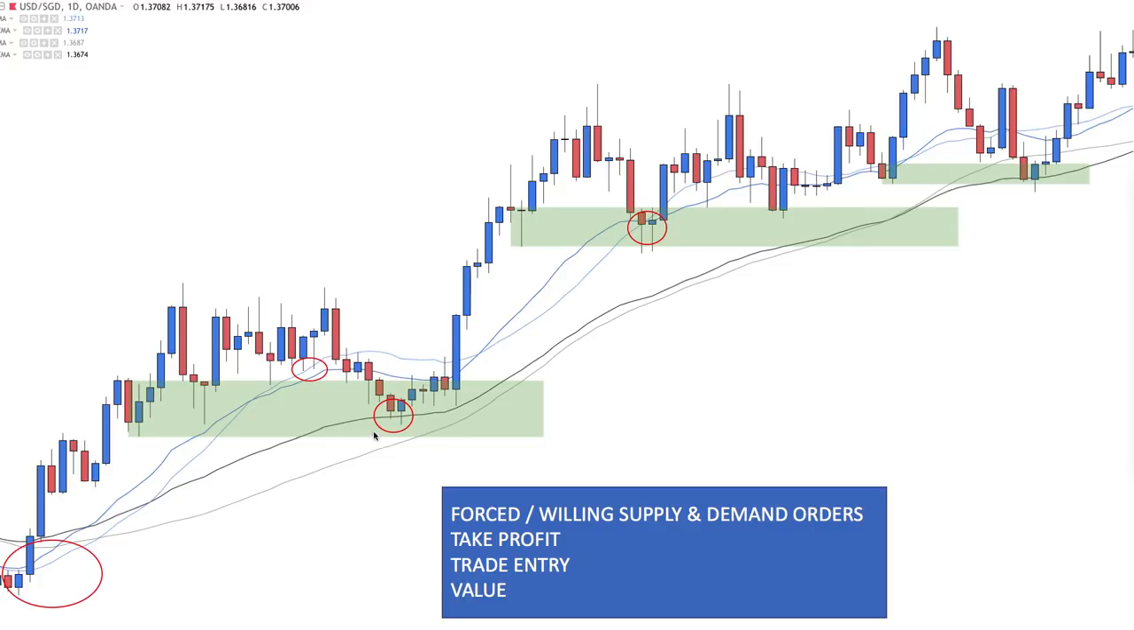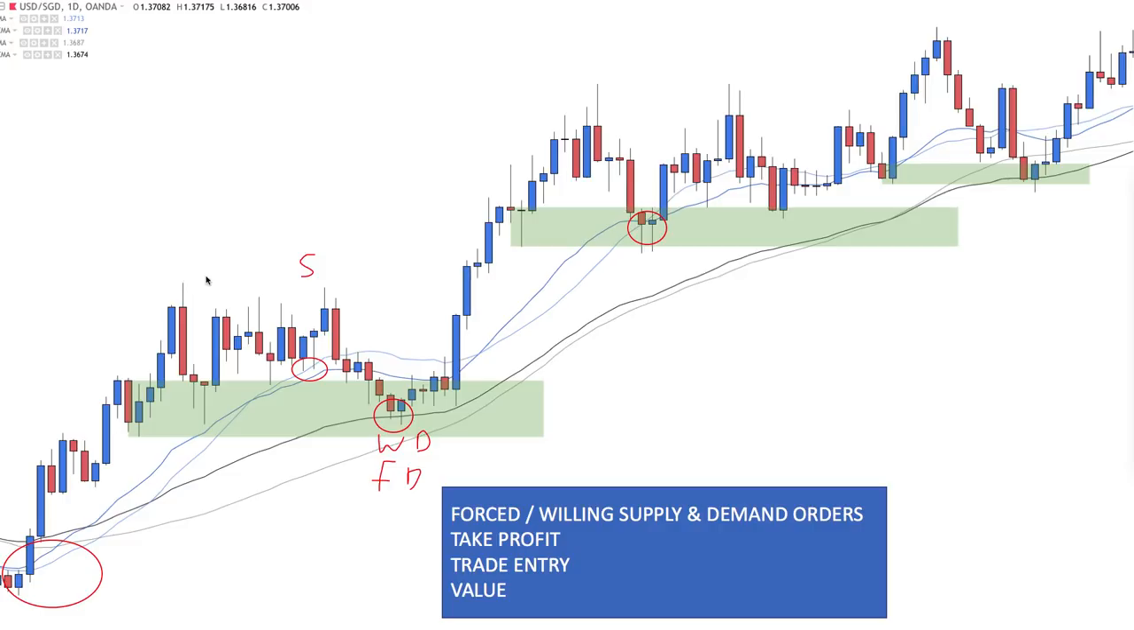If you are entering new trades at this area, then this is going to be willing demand. If you've sold up here, got short, and you're taking profit down here, this is going to be forced demand. And again, traders use moving averages as profit targets because it's believed that once prices go too far, quite a distance away from a moving average, you will tend to get a reversion back to a particular moving average.